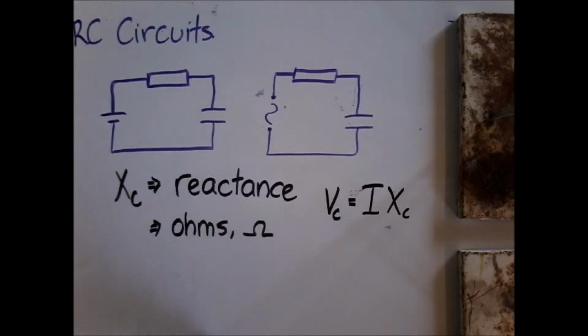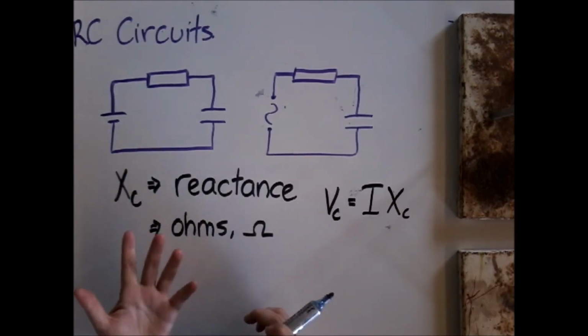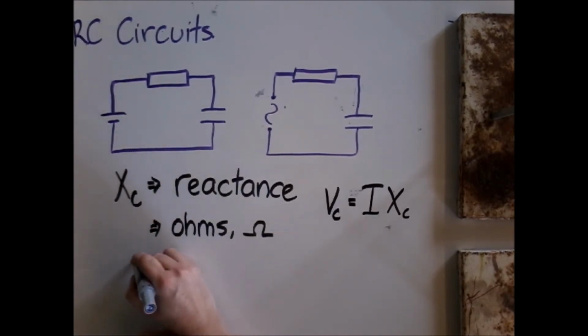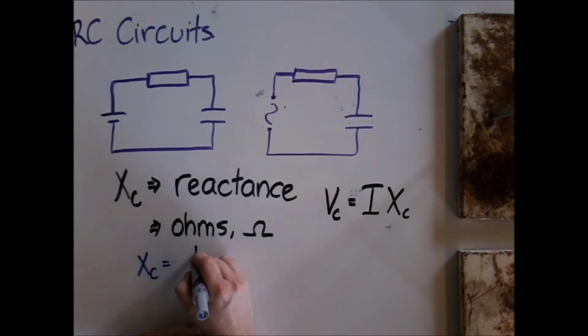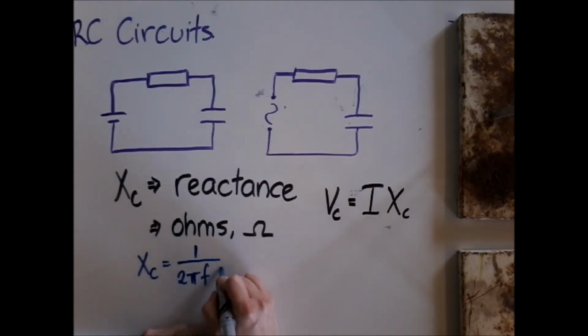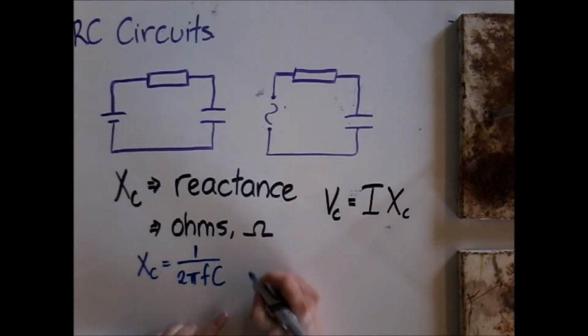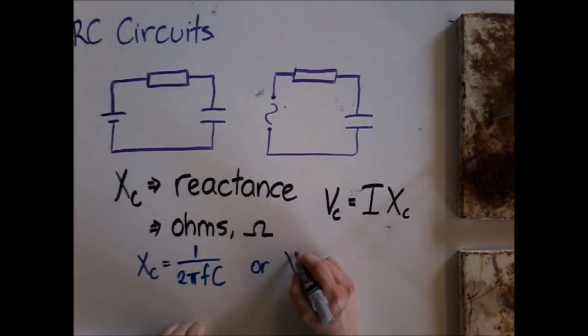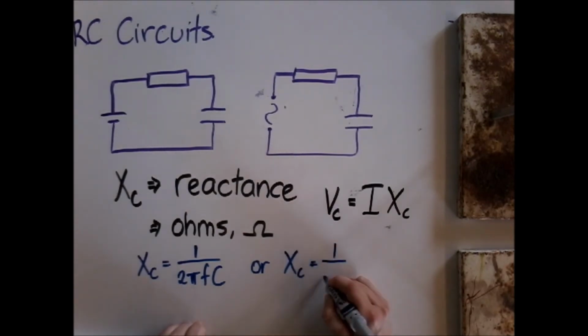And fortunately for us, it turns out that the reactance of a capacitor depends on the frequency and the capacitance of the capacitor. And what we end up with is a couple of nice little formulas. One, that the reactance XC is 1 over 2 pi f C, okay? Or, since omega equals 2 pi f, XC equals 1 over omega C.